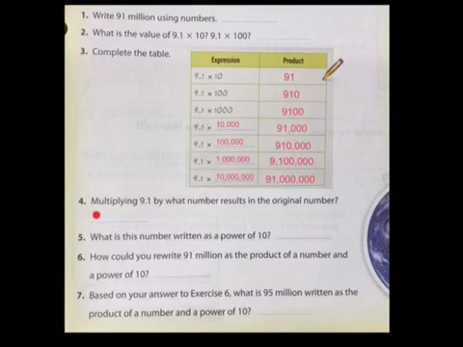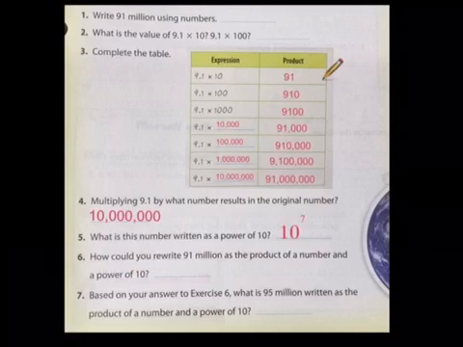Number 4. Multiplying 9.1 by what number results in the original number? Well, the original number was 91 million miles, right? Here's 91 million. What do we have to multiply it by? So we have to multiply it by 10 million. And what is that number written as a power of 10? What is 10 million written as a power of 10? Well, we just have to count the zeros, boys and girls. 1, 2, 3, 4, 5, 6, 7. So we write it as 10 to the power of 7, right? And now let's put it all together. Let's make a scientific number.